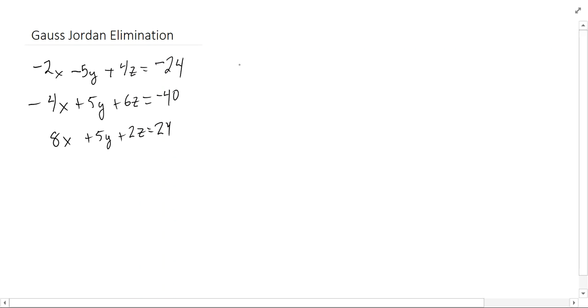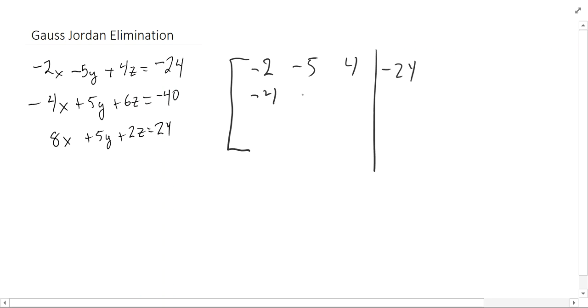negative 24. So we're going to start by converting that into our matrix, recording the coefficients: negative 2, negative 5, 4, a vertical line to indicate the equal sign, and then negative 24, our augmented matrix there. Negative 4, 5, 6, negative 40, and 8, 5, 2, and negative 24. And so that's our initial matrix.